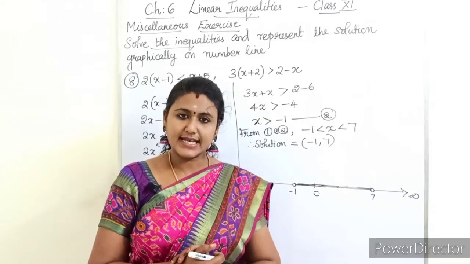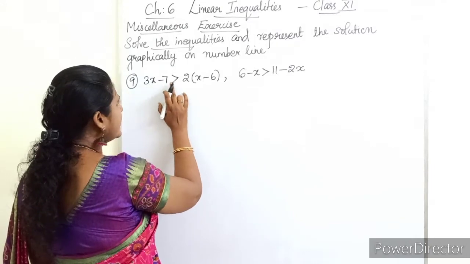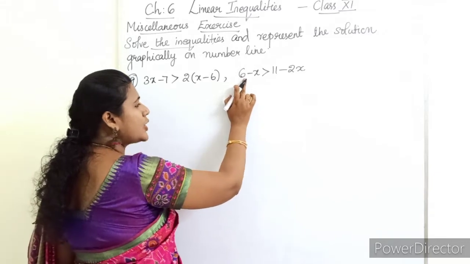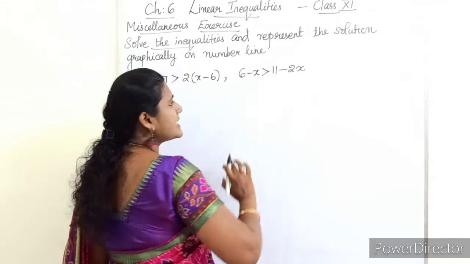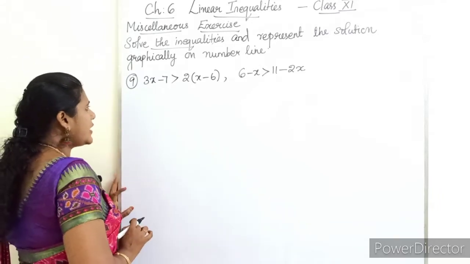Now we will see the next question. So question number 9: 3x minus 7 is greater than 2 into x minus 6, and the second inequality is 6 minus x is greater than 11 minus 2x. So first we will simplify the first inequality.